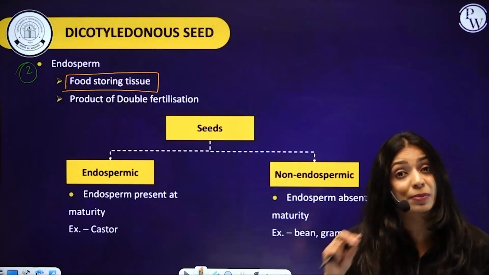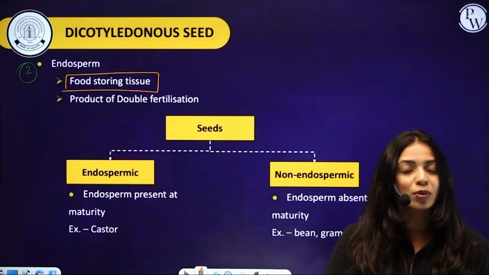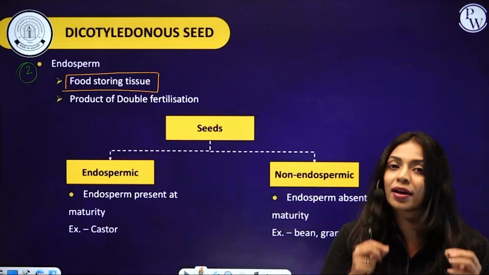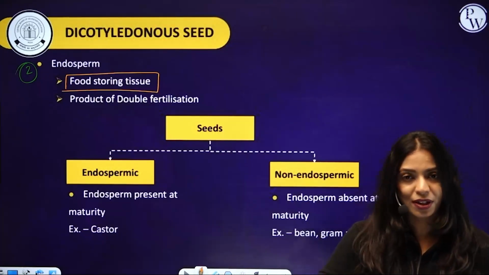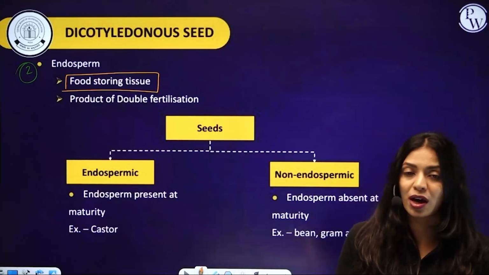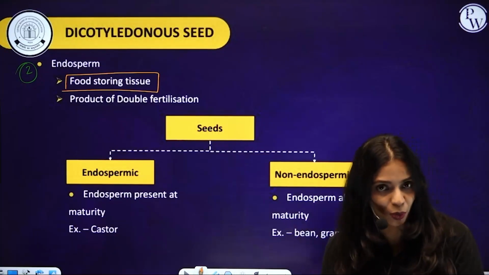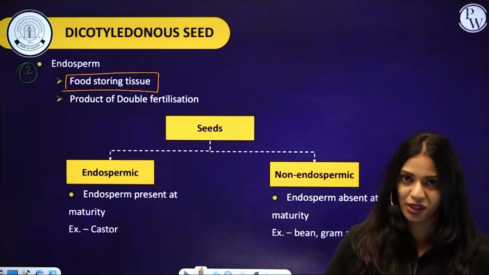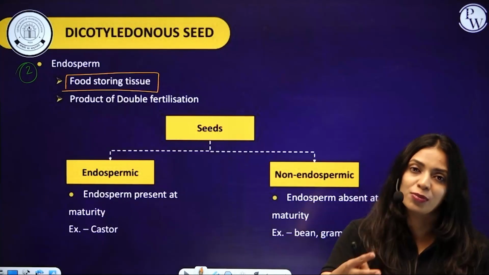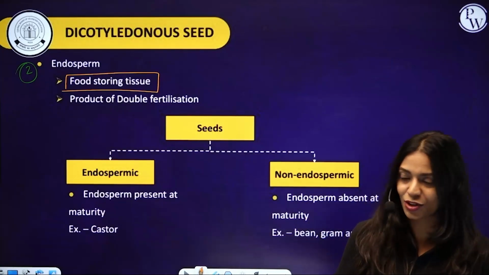Syngamy happens where the male gamete fuses with the female gamete to give rise to the zygote. Zygote will eventually become the embryo. Triple fusion will happen where the second male gamete will fuse with two haploid polar nuclei to become a triploid primary endosperm nucleus, which will eventually give rise to the endosperm. So both embryo and endosperm are formed because of double fertilization.